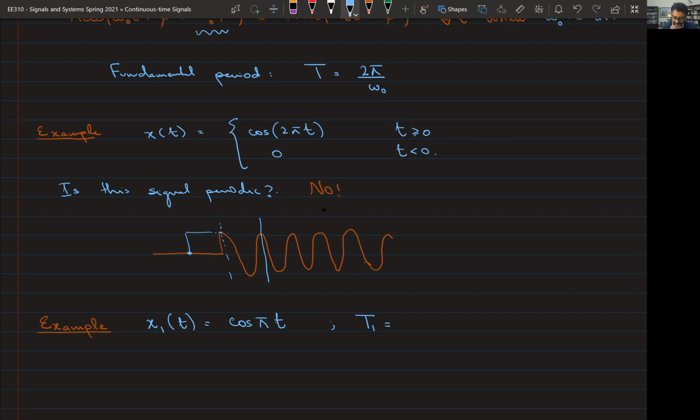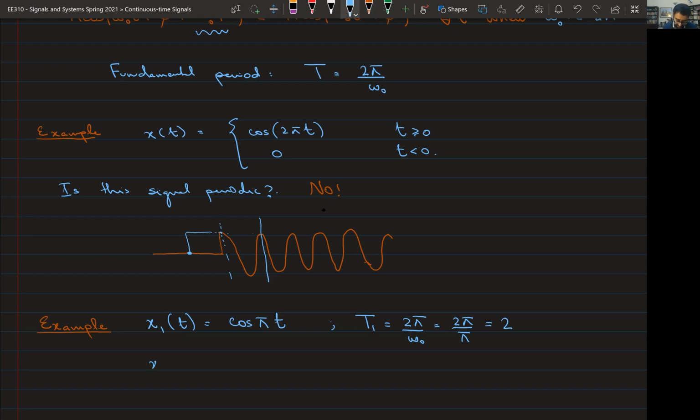Pi? Right. So remember, this is 2 pi by omega naught. So 2 pi divided by pi is... oh, sorry, I meant to say 2. Yeah, 2 pi by pi, I did the division wrong. So this is 2 seconds. So the signal repeats itself after 2 seconds.